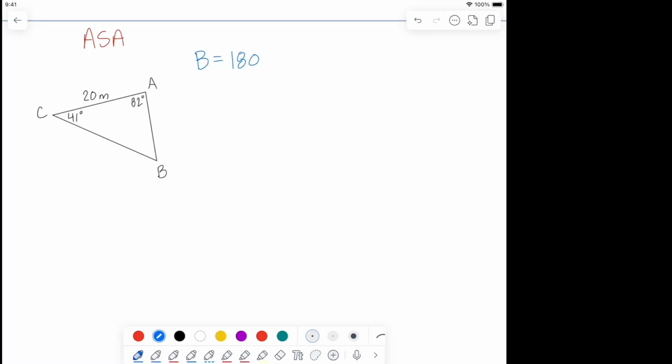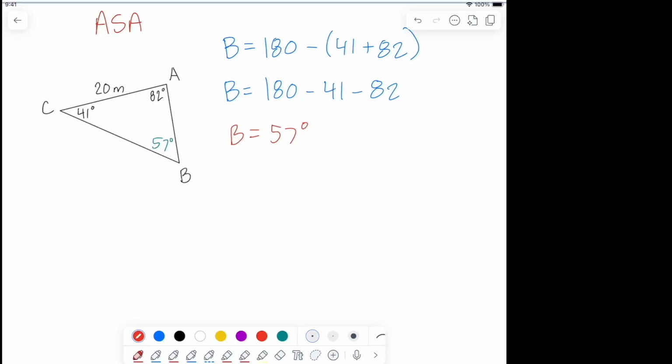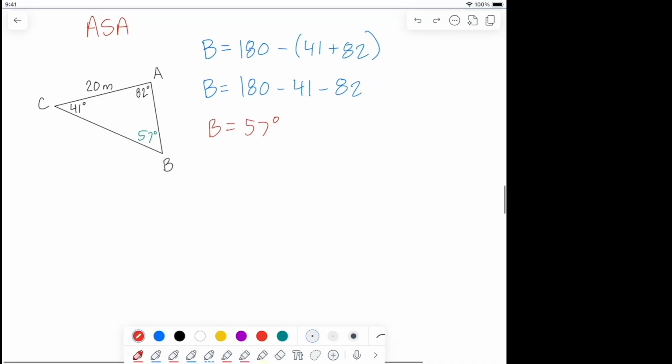So 180 degrees minus the sum of the other two angles, which by the way can be written as 180 minus 41 minus 82. That's just distributing the -1 throughout that parentheses. Angle B equals 57 degrees. We can write our 57 degrees in here. Now I've established a whole ratio. I know angle B and I know side length B, and you're able to do the law of sines now.